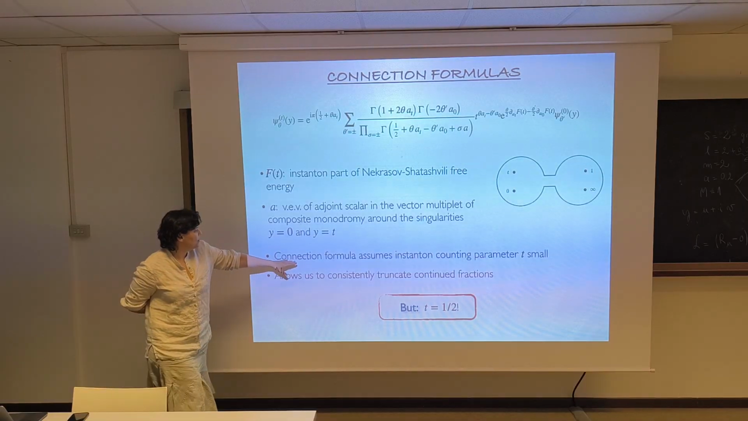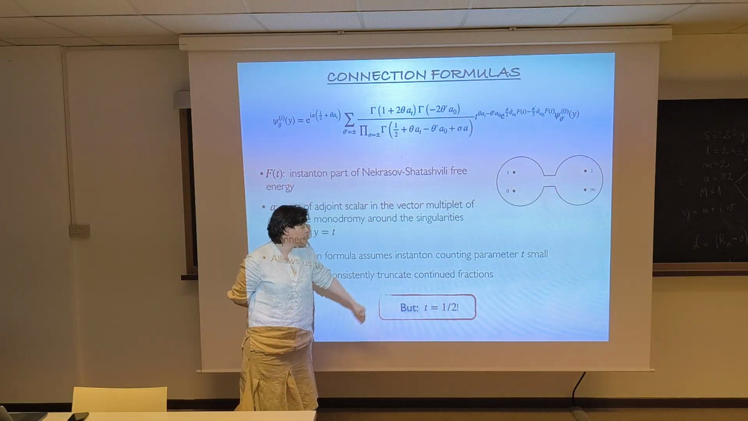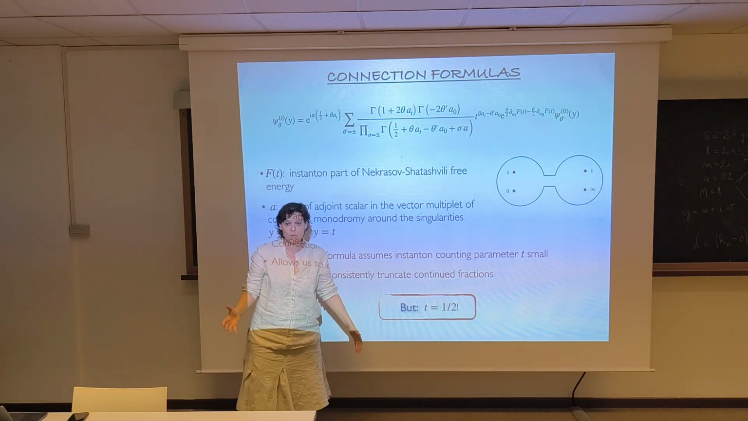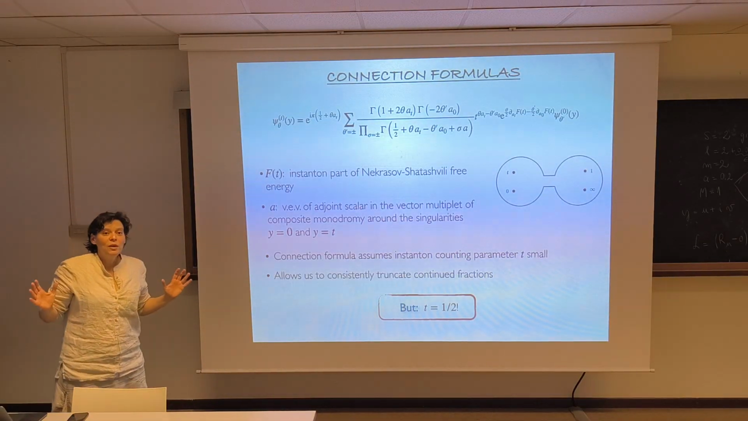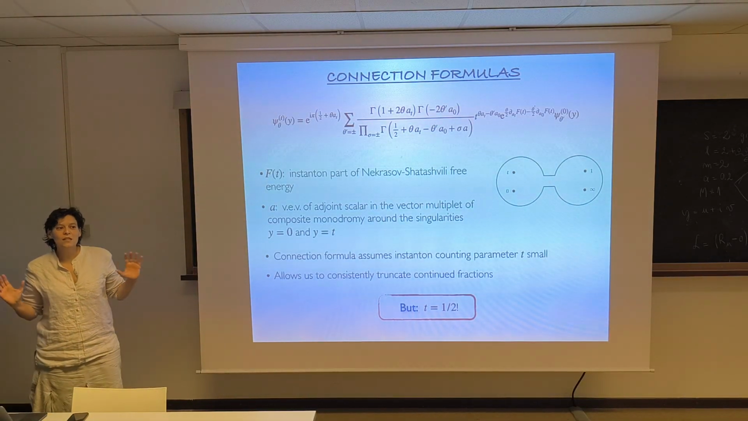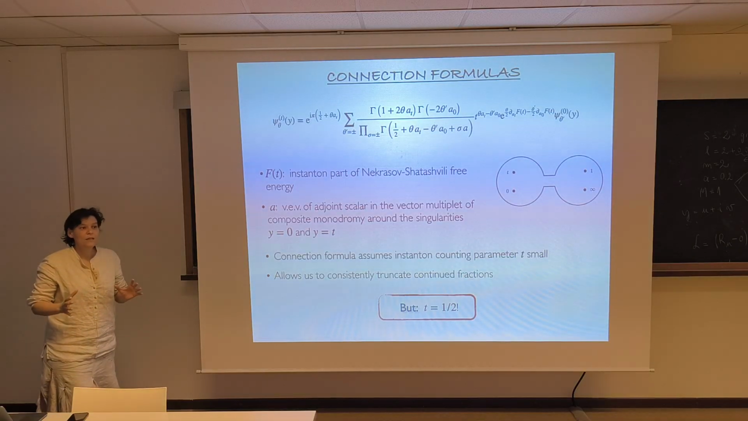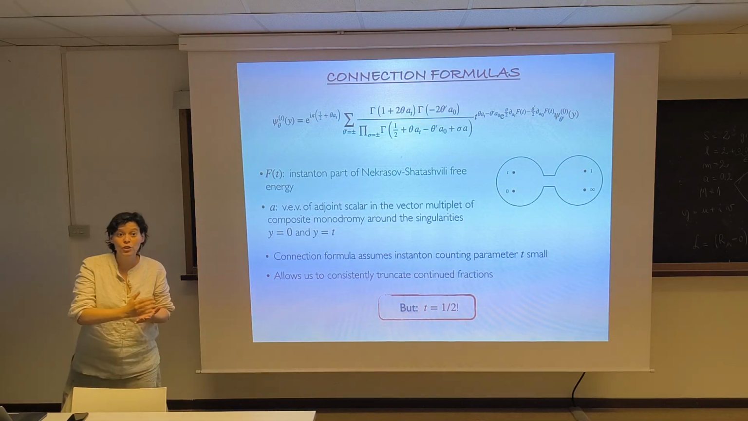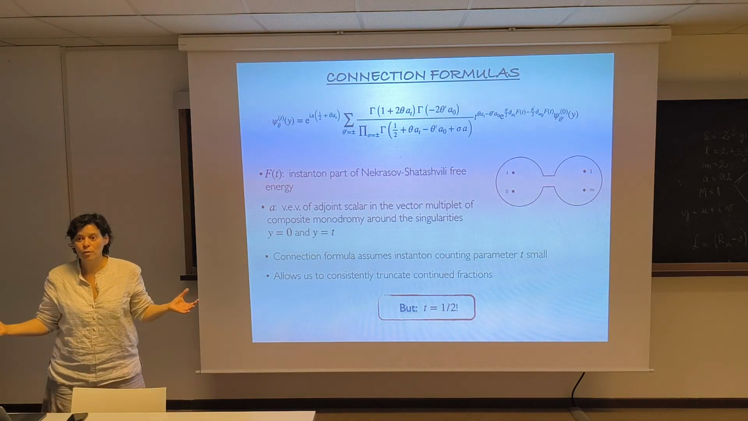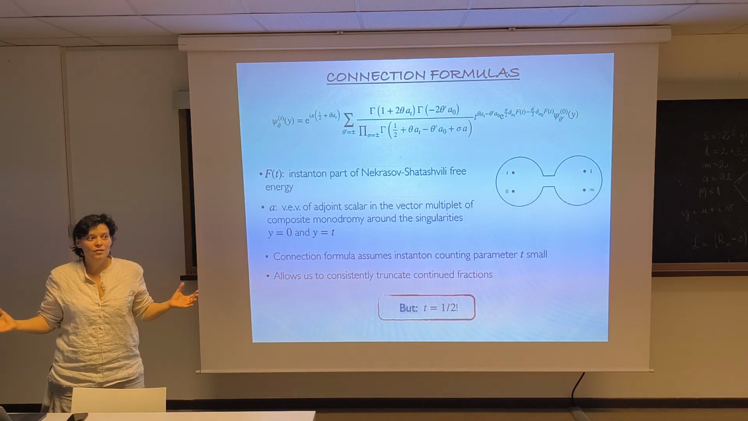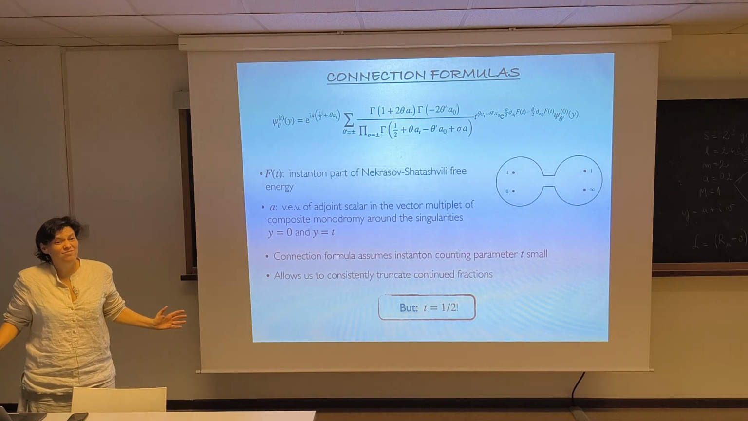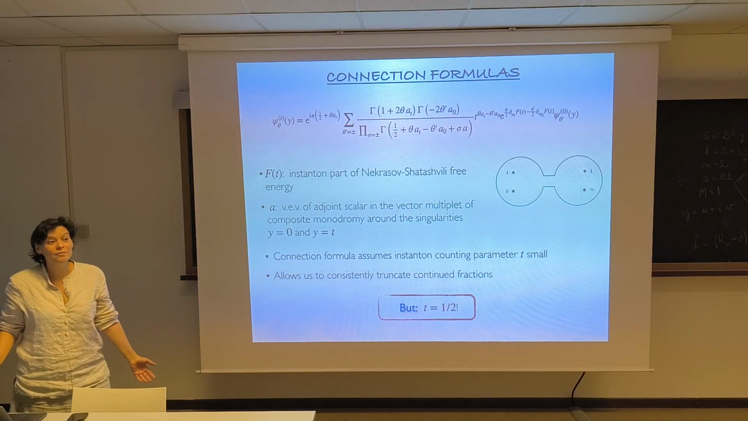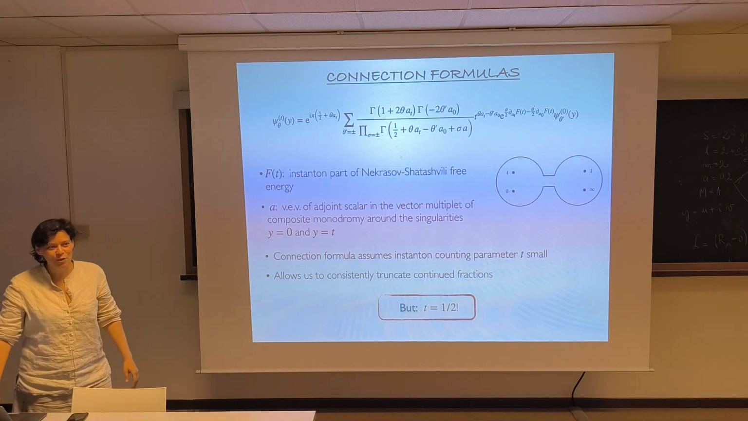So basically, the connection formula, in order to solve it, assumes the instanton counting parameter t is small. You expand in small t, and the one good thing about having a small t is that it allows us to truncate the continued fractions that we get from our connection problem. But in the end, we still need t equals a half. Again, let's keep on ignoring it for a bit longer.